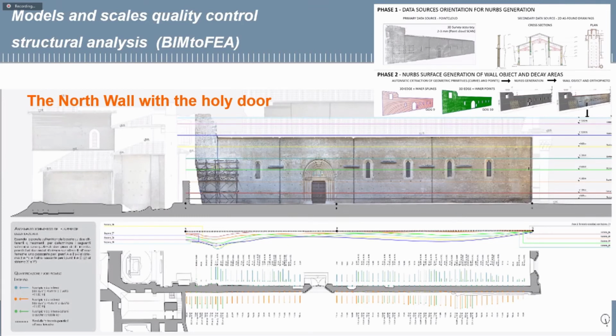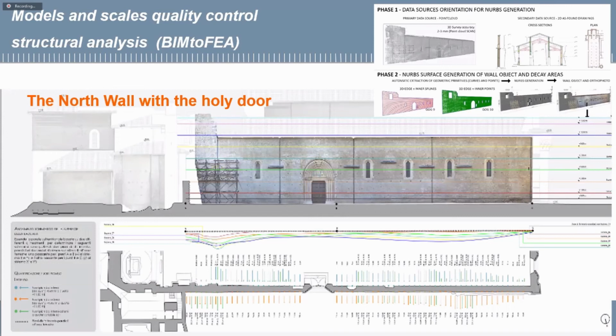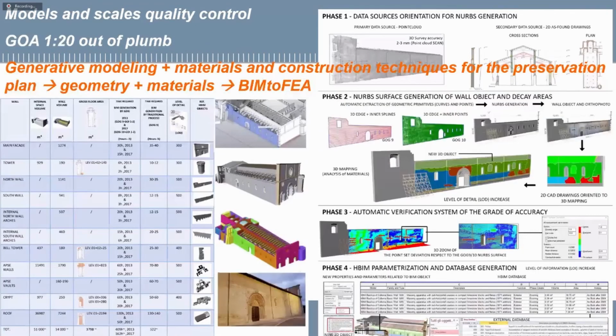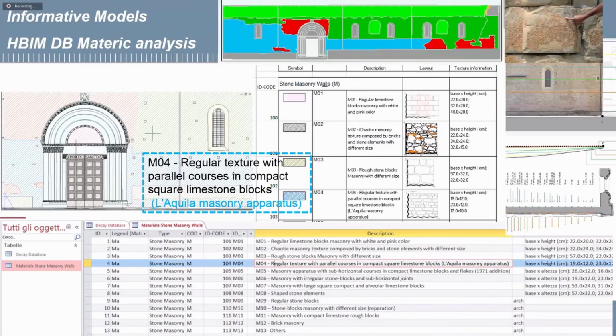So we connected the geometry of perhaps the holy door and the holy wall, very famous because it is the door which the pilgrims use during the forgiveness feast. So it represents a very important value, not just for the authenticity of the material, but also for the intangible values. For this reason, all the materials have been related within the preservation plan. For each element of the basilica, it has been connected not just the material, but also the analysis of the state of decay.